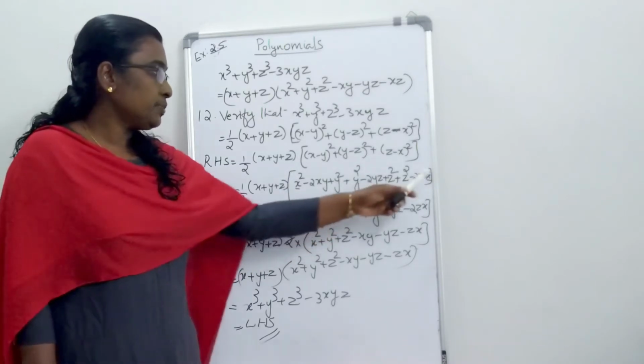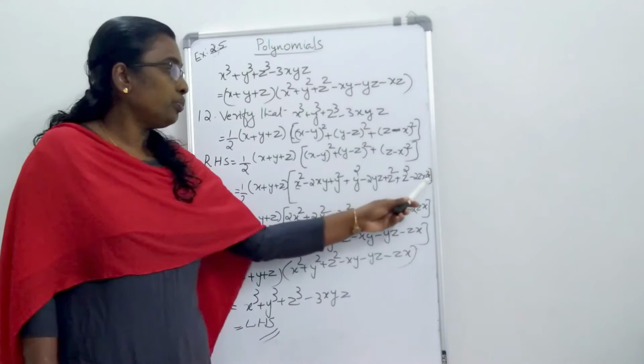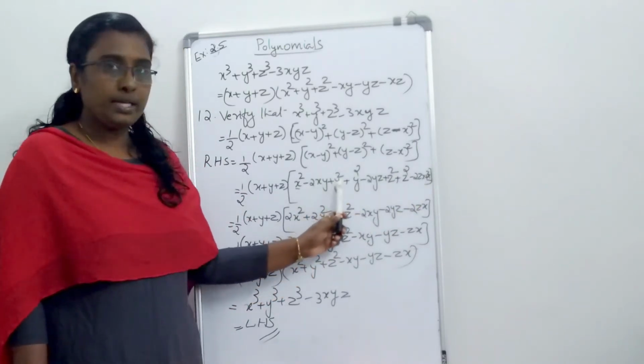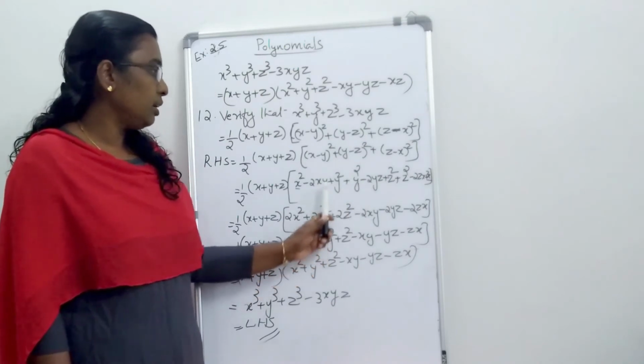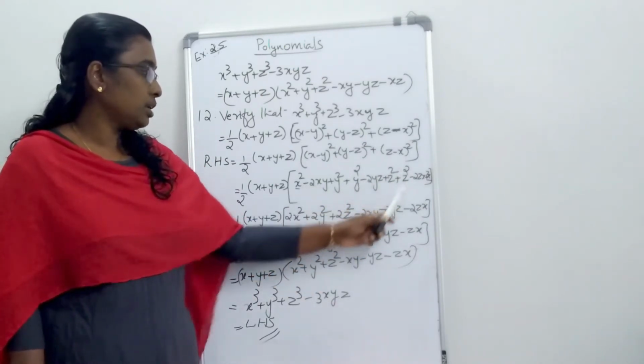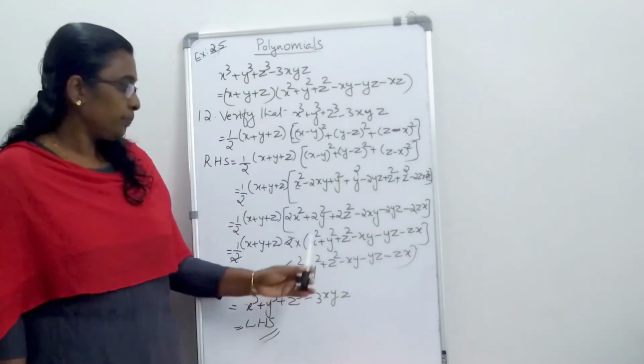Then inside this bracket we can again simplify. Here there are two x square terms. X square plus x square is 2x square. Y square plus y square is 2y square. Z square plus z square is 2z square. The remaining terms are minus 2xy, minus 2yz and minus 2zx.